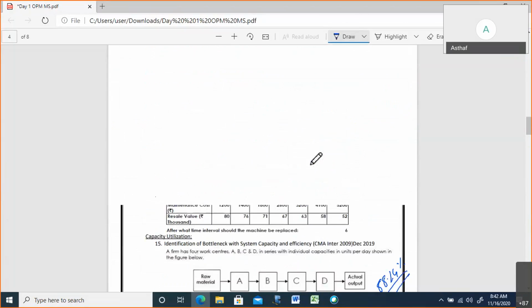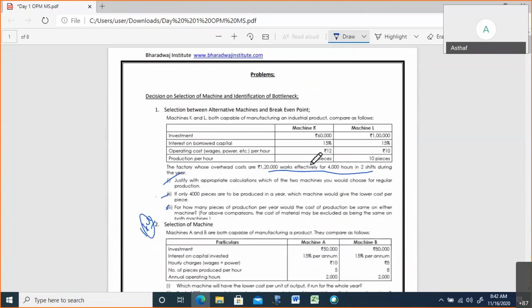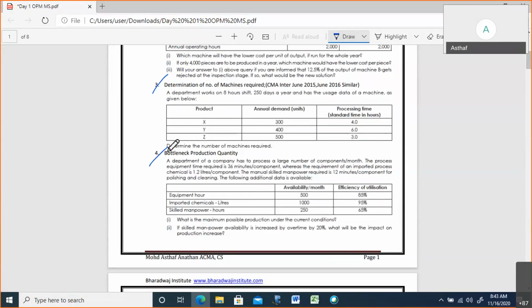Now here we left one question. We will complete that question, question number 4, which we left in the morning. Are you ready? Hope you are also ready. So we are just starting.